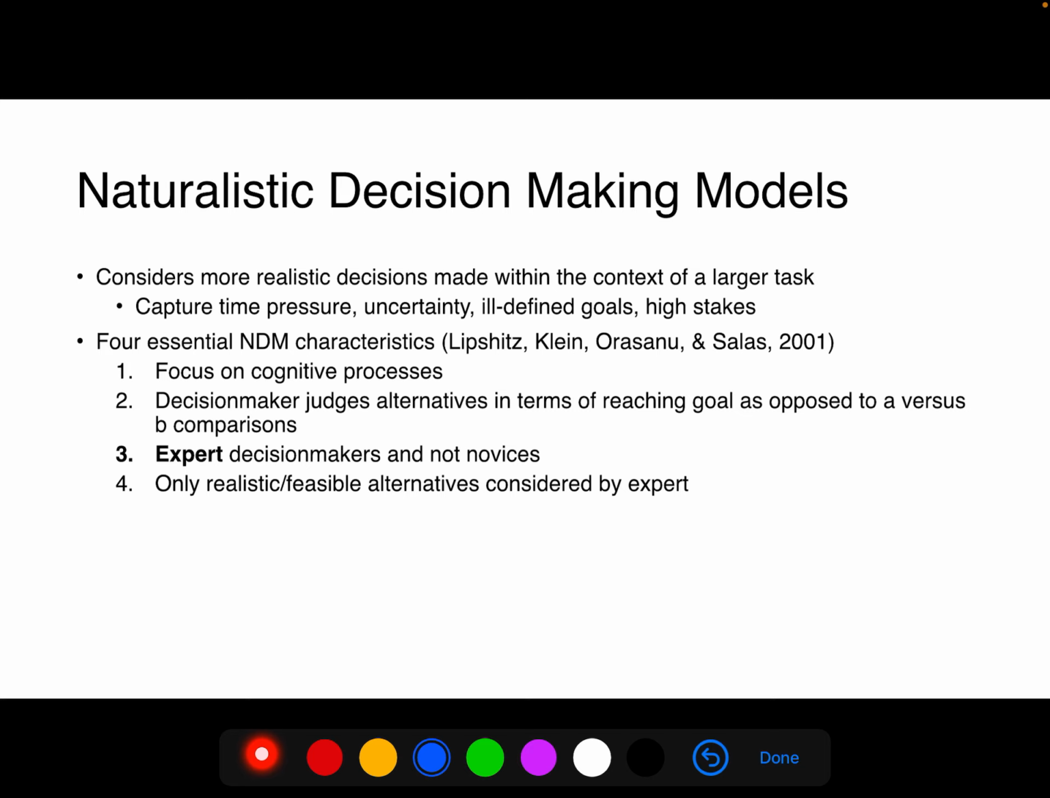So we're talking about time pressure, uncertainty, goals that aren't well defined, different high stakes. If we're looking at medical or paramedic work, high stakes falls in there. The four essential naturalistic decision-making characteristics are: we focus on cognitive process; they judge alternatives in terms of reaching the goal, as opposed to an A versus B comparison. So this isn't a comparison of instances separated from the context of a situation. This is the comparison of alternatives within how do we reach this goal. You're typically looking at expert decision makers, not novices, and only realistic and feasible alternatives are considered by the expert.